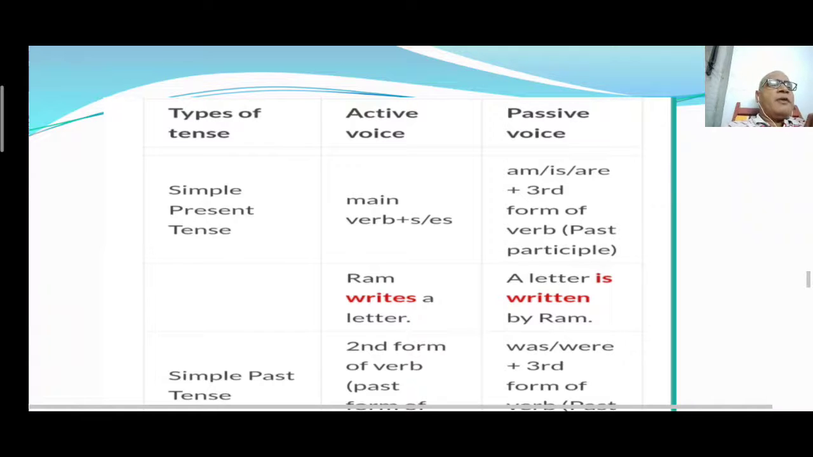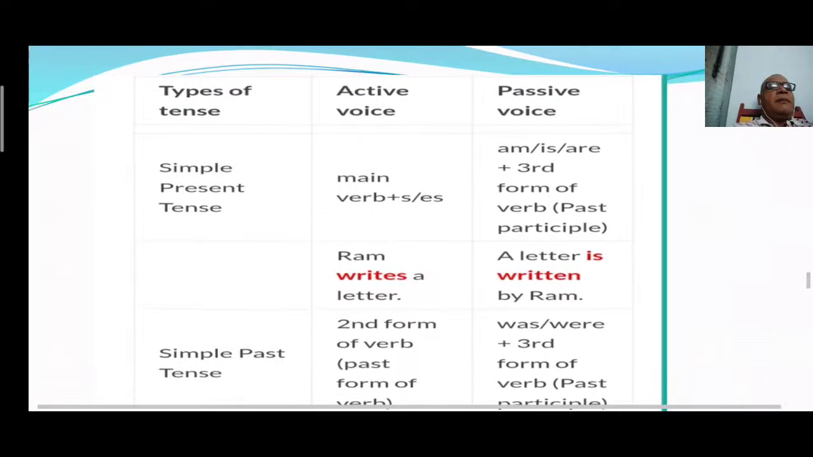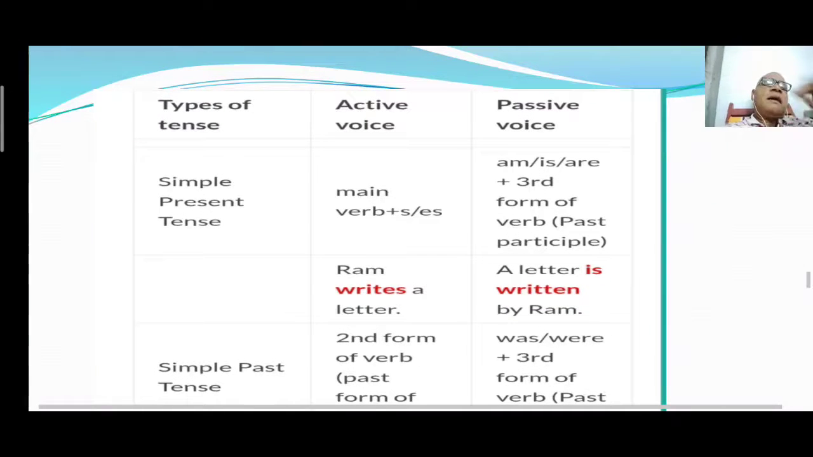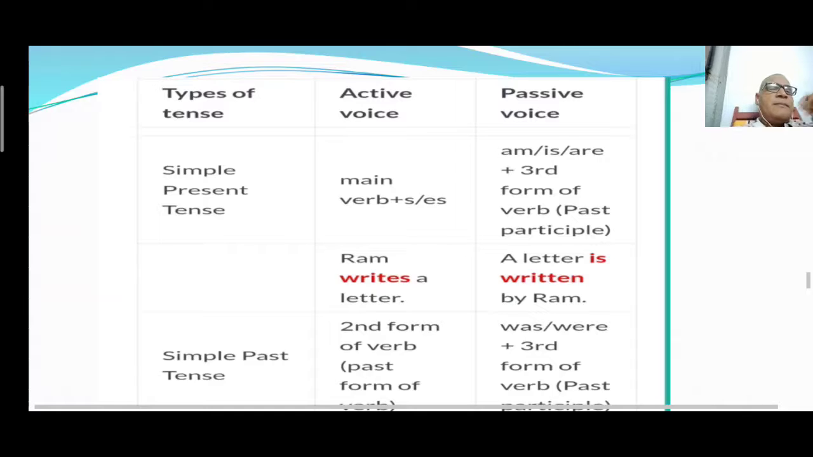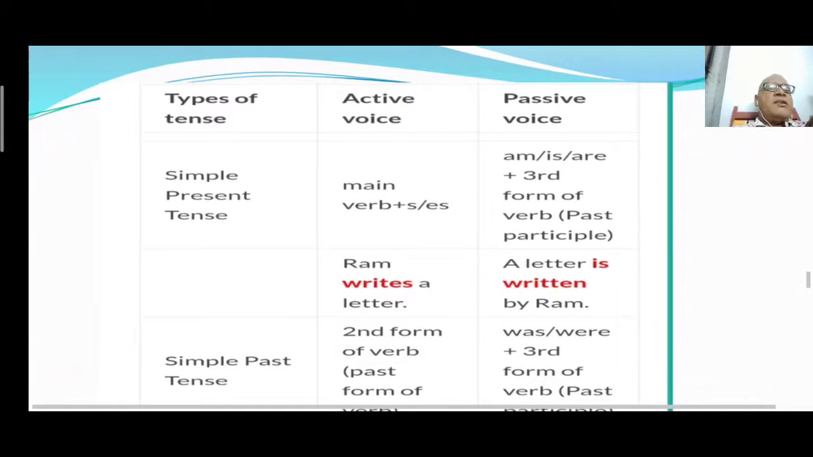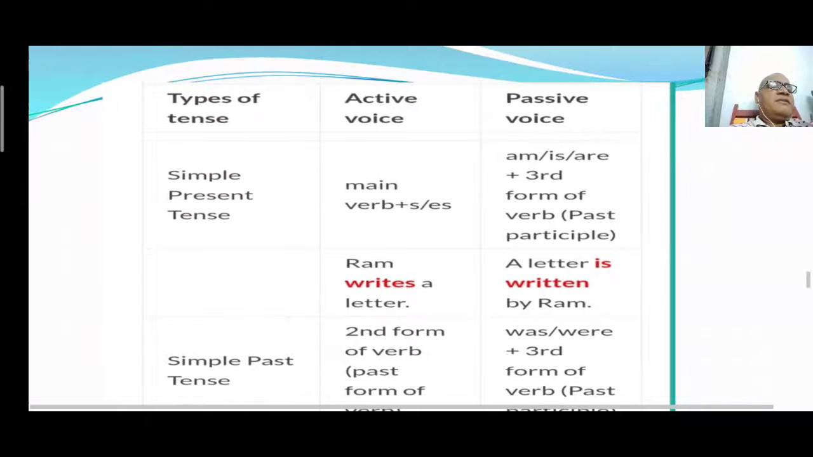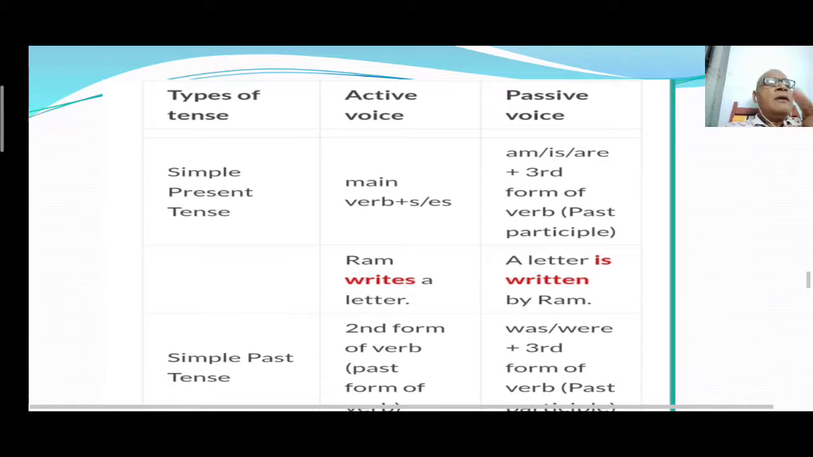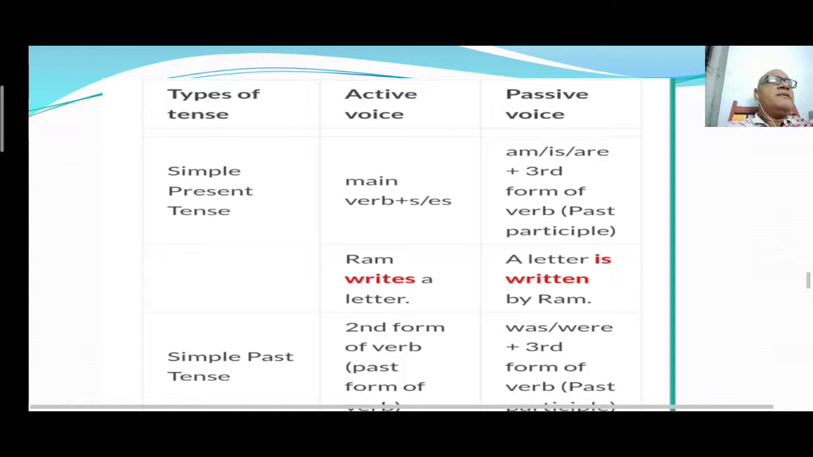In passive form, object plus am, is, are plus verb 3, then preposition plus subject. So one good example is given here. Ram writes a letter. This is active form, simple present tense. When we are changing the sentence into passive form, we should start the sentence with a letter, because a letter is the object. So, a letter is written.